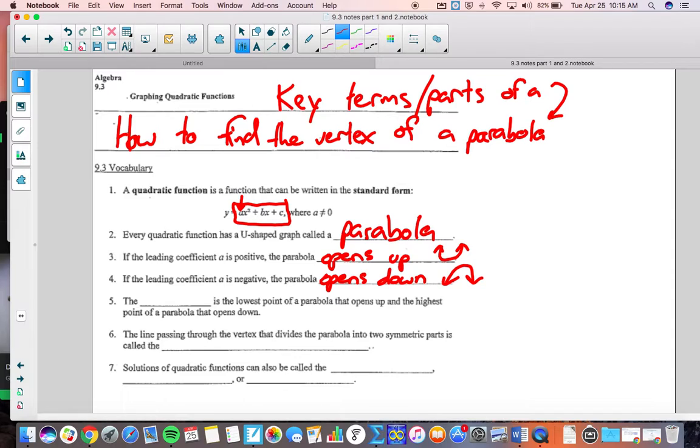I think about that as like my emotions. If I'm thinking positive, things are going up for me. If the leading coefficient, the start of this function, is negative, things are going down.